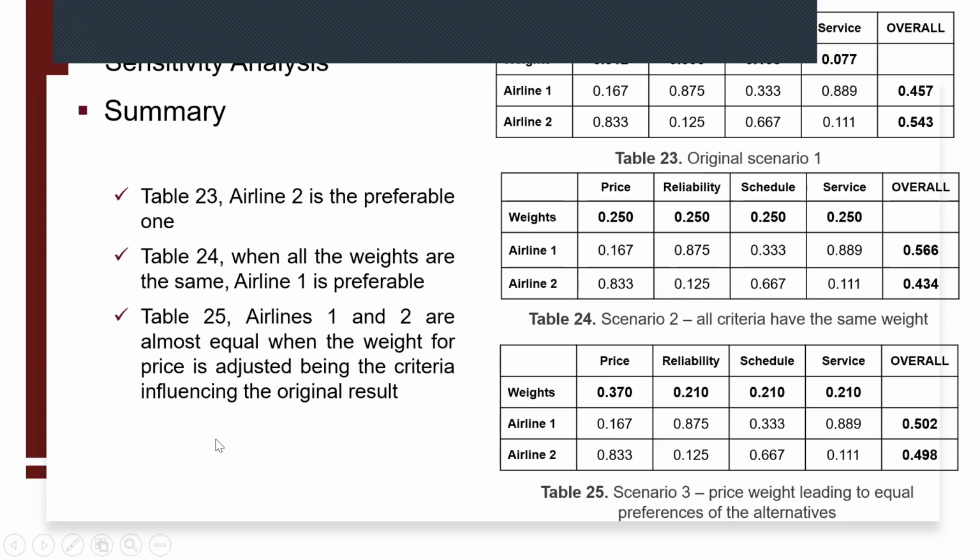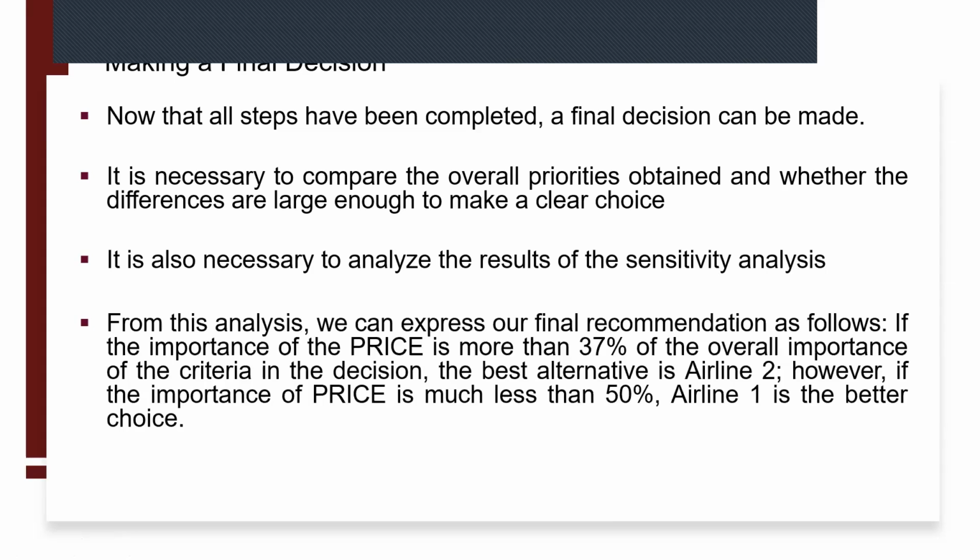So what does it say? 0.37. So what it says is that we can express our final recommendation as follows. If the importance of the price is more than 37% of the overall importance of the criteria in the decision, the best alternative is airline 2. However, if the importance of the price is much less than 50%, airline 1 is the better choice. So that's how I analyze that.